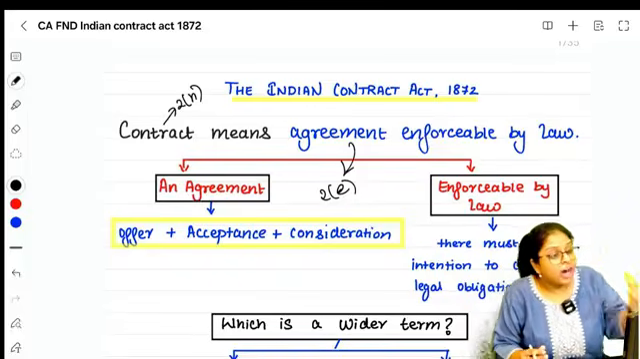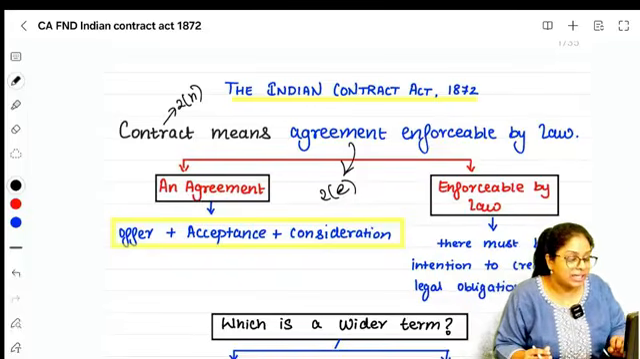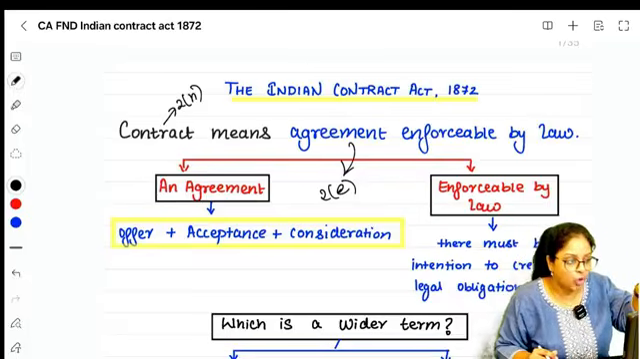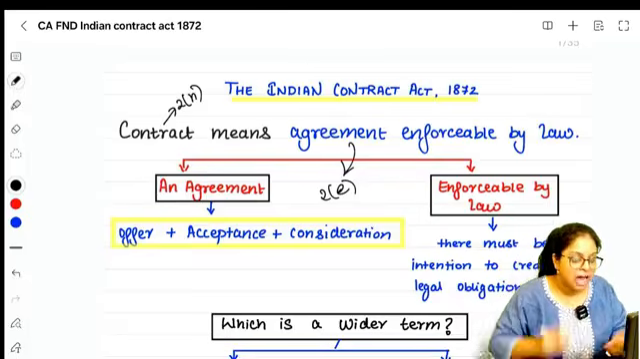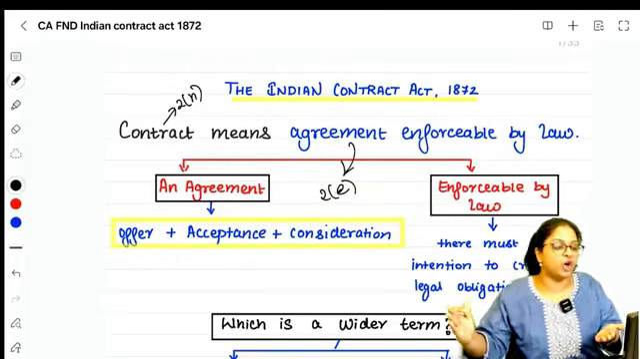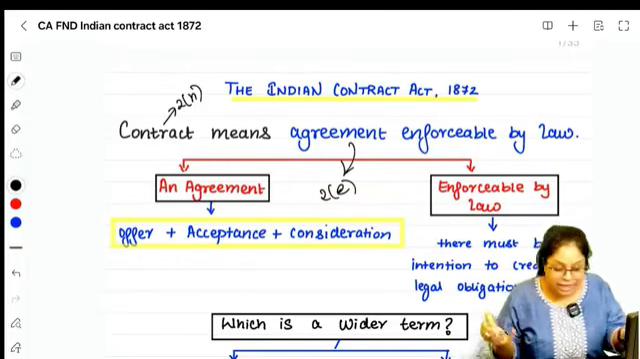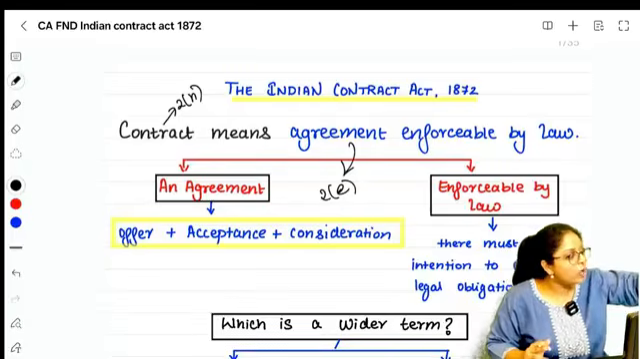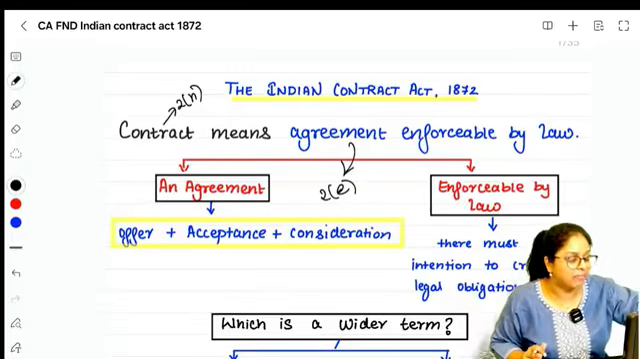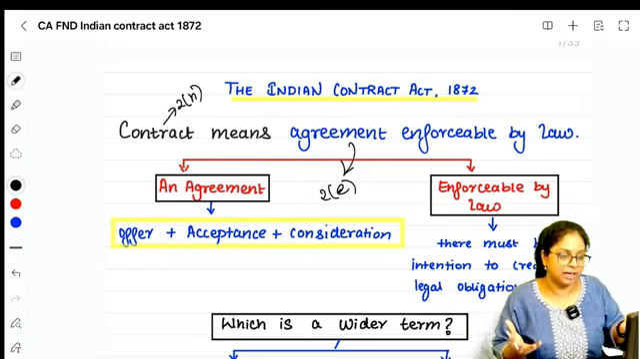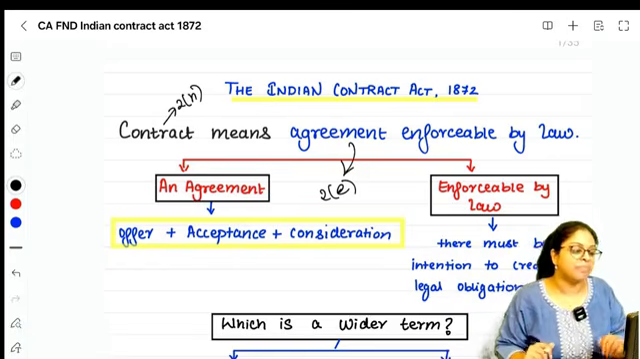Now, what happened between me and Rahul? It is a contract because I had an intention to go to the court if Rahul breaches the promise. If tomorrow he doesn't buy that rice and dal, I had an intention to go to the court. It is an agreement with enforceability. It becomes a contract. So when does a contract take birth? When agreement meets enforceability.